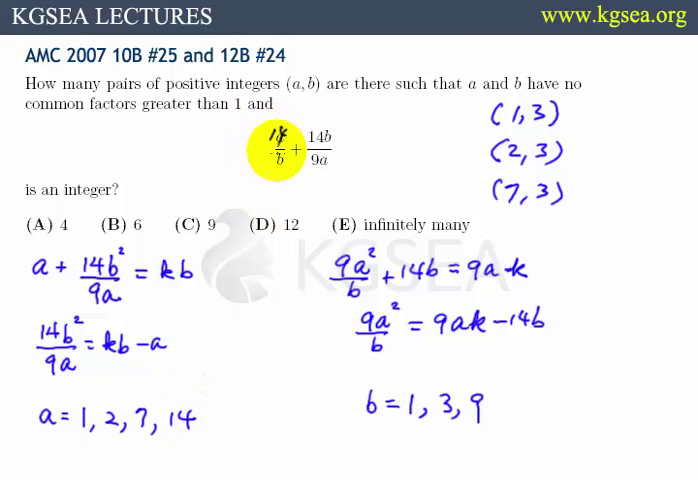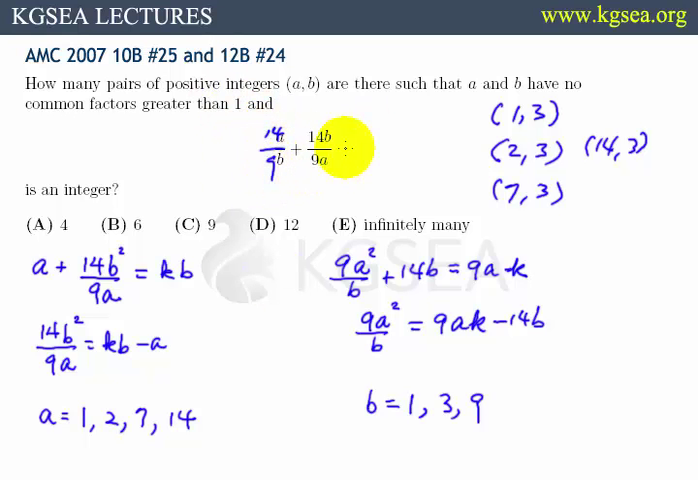So 14, 3 now. 14 and 3. 14 canceled out. This became 1/3. Okay, 14 plus 1 is 15 over 3. Works. Okay, last one. 14, 9.